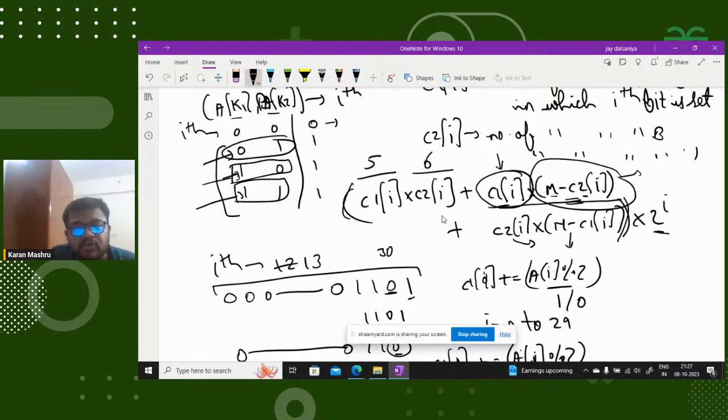So M minus C2 of I will be the number of elements in B in which the ith bit is not set. But if they are paired with an element of array A in which the ith bit is set, doing bitwise OR between them will give me the ith bit set. So that's why I said C1 of I multiplied by M minus C2 of I. Is it clear now, Pawan?